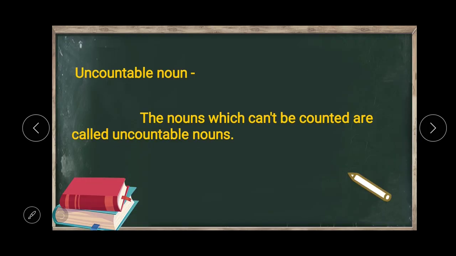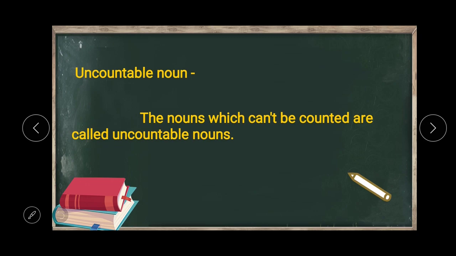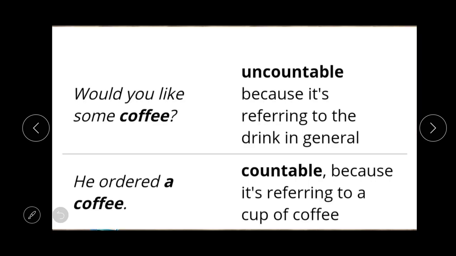Let me give you the definition of uncountable noun. The nouns which cannot be counted are called uncountable nouns. Cannot be counted. You can say that we can measure them, these things like intelligence, gap. You can measure them, but you can never count them in numbers. That's why they are called uncountable nouns.